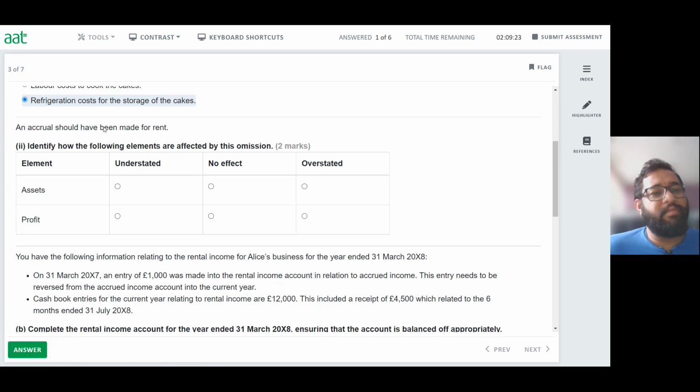An accrual should have been made for the rent. So what could be the missing elements here? So they're asking here, identify how the following elements are affected by this omission. So we haven't done the accruals. What could have happened because of that? So if you remember, what does accruals do to your expenses?